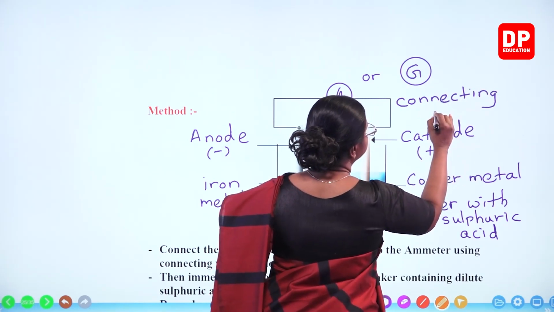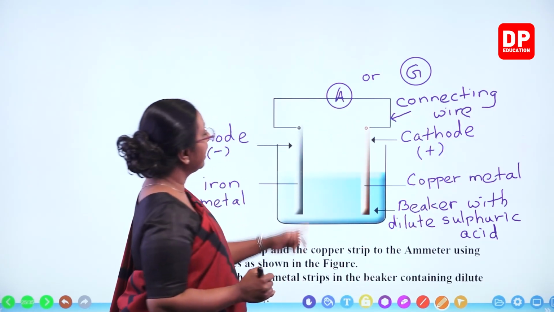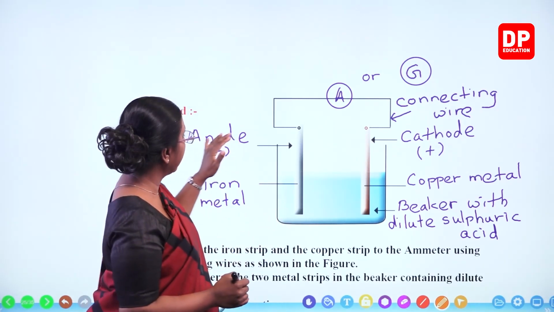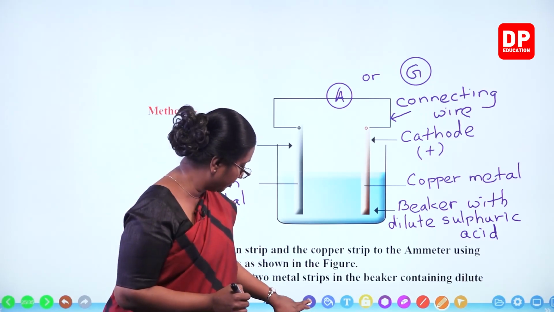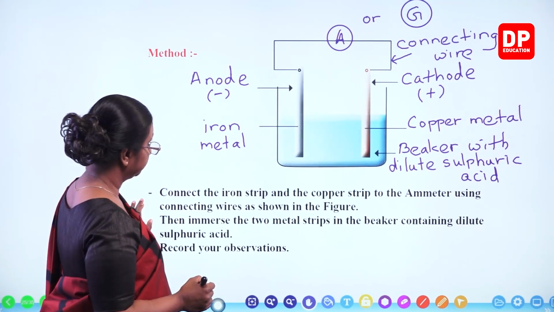These are the connecting wires. And also you can connect an ammeter or a galvanometer, and then you dip that into the dilute sulfuric acid solution. So if you look at the steps there.